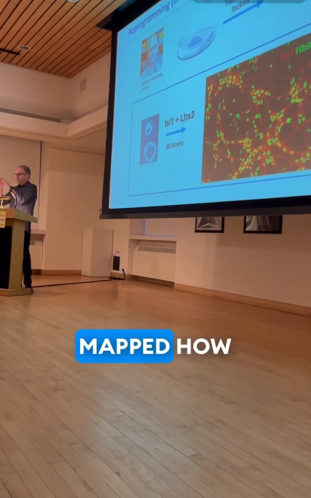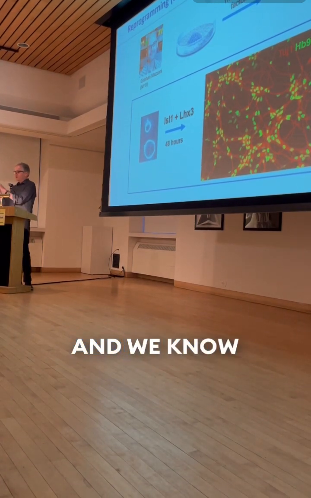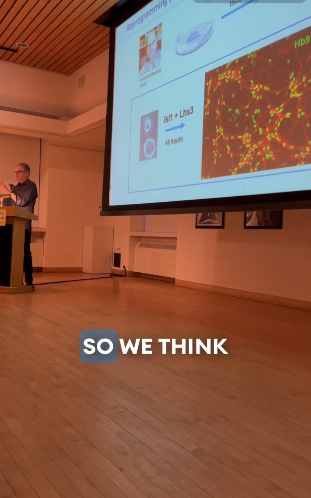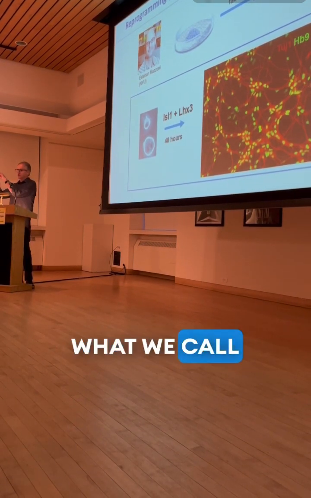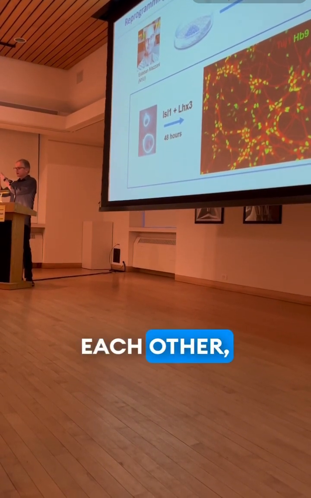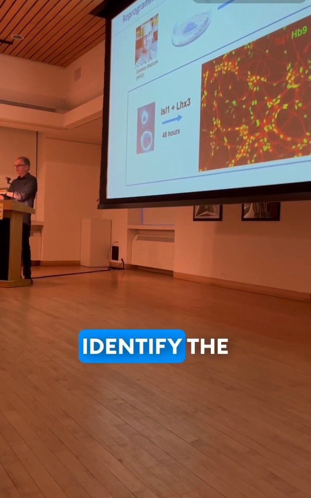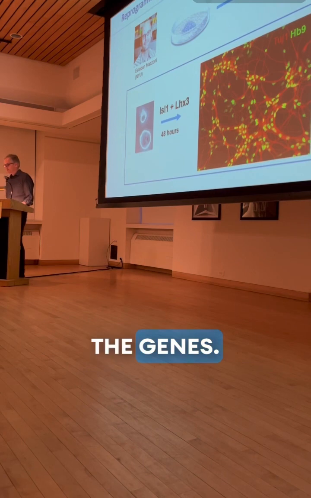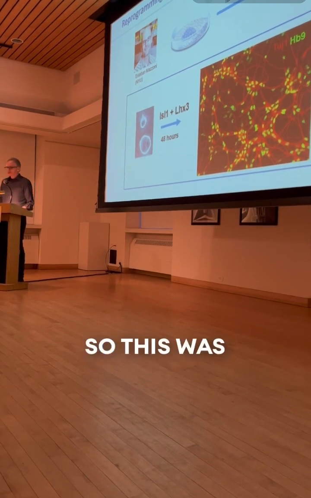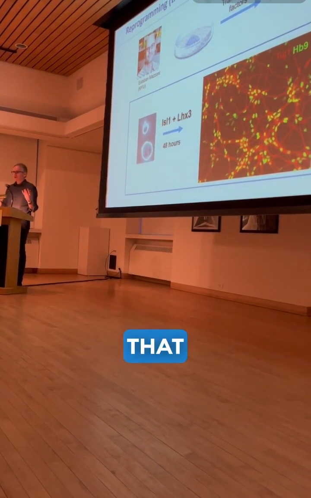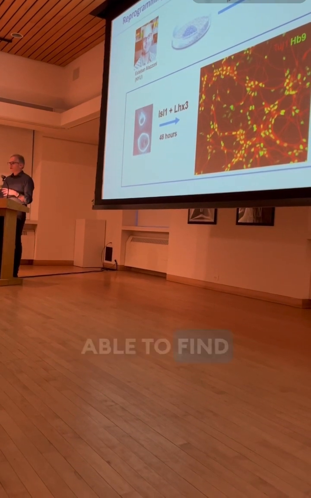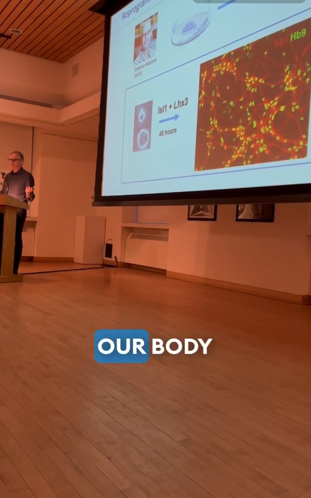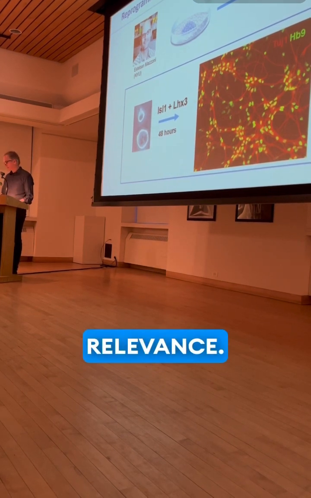So we also mapped how they bind to the DNA, and we know that they actually bind together to the same sites in the DNA. So we think that they form what we call a heterodimer. They bind to each other, and then they sort of identify the right locations in the genome to activate the genes. So this was really exciting because it showed us that eventually we might be able to find combinations of transcription factors to produce almost any cell type in our body that could be of clinical relevance.